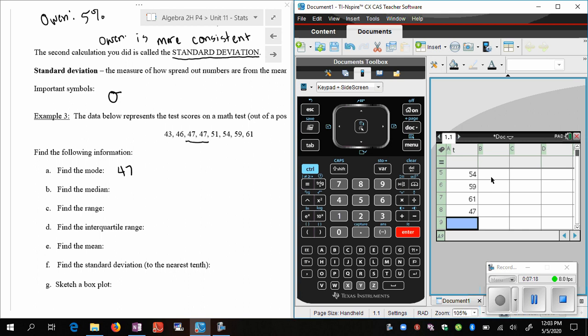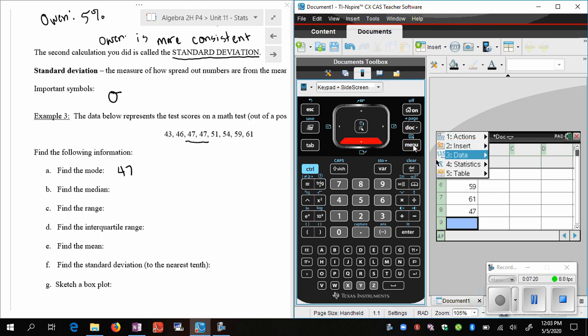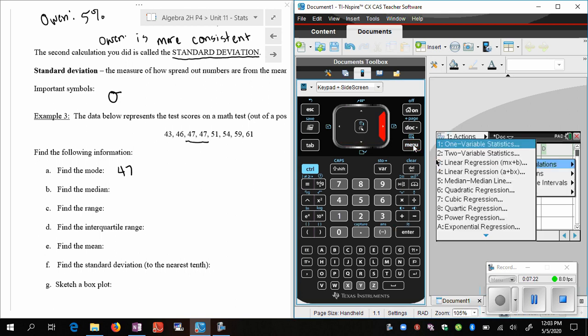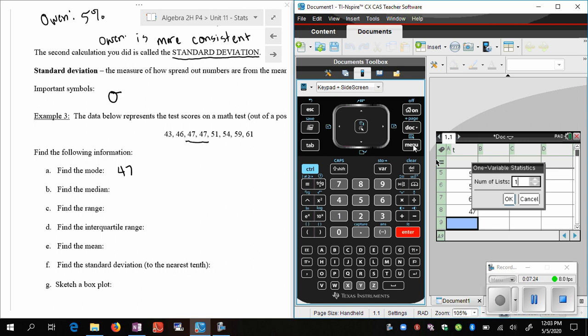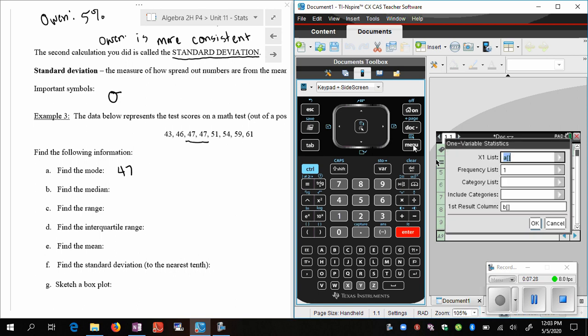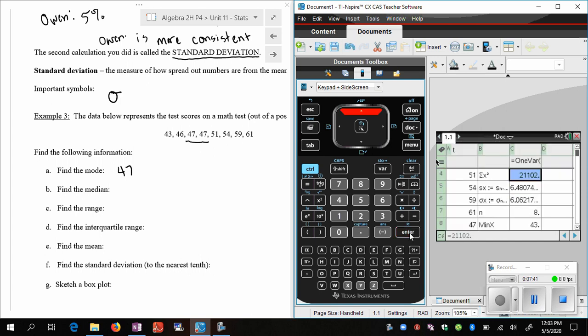And so now what we're going to do is go to Menu, Statistics, Stat Calculations, One Variable Statistics. The number of lists will always be 1. We have 1 list here. So we go to the X list. I could type in T for test, or if I cursor to the right, I could see that it's dropped in there. And then instead of scrolling all the way down, I could just hit the Enter button on the calculator, and there's all the information we need.